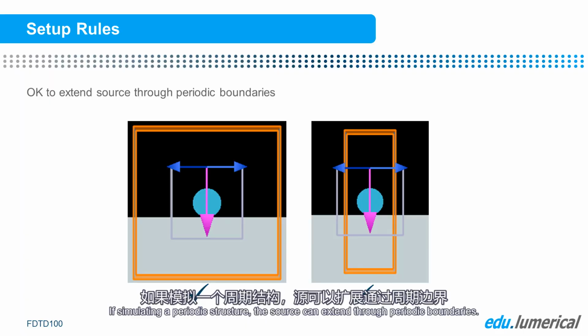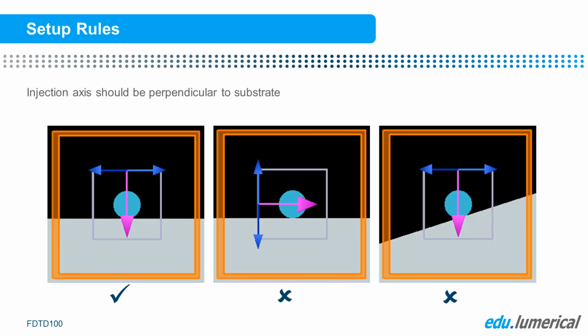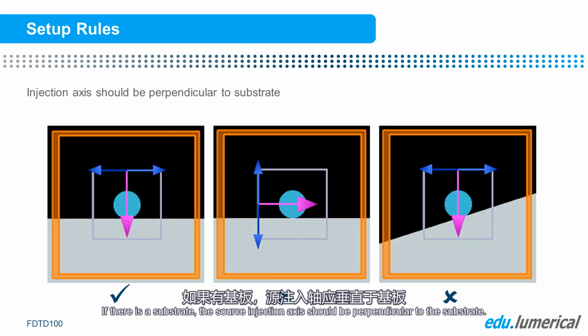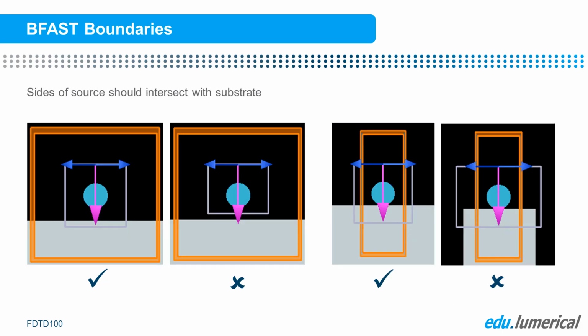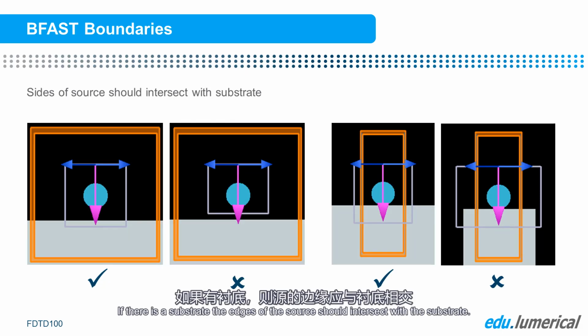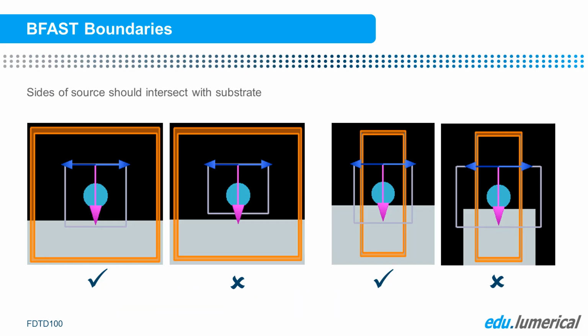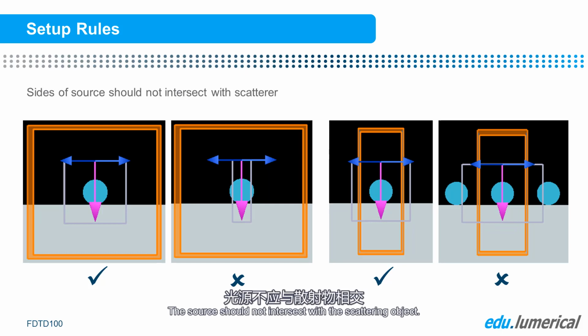If simulating a periodic structure, the source can extend through periodic boundaries. If there is a substrate, the source injection axis should be perpendicular to the substrate. If there is a substrate, the edges of the source should intersect with the substrate. The source should not intersect with the scattering object.